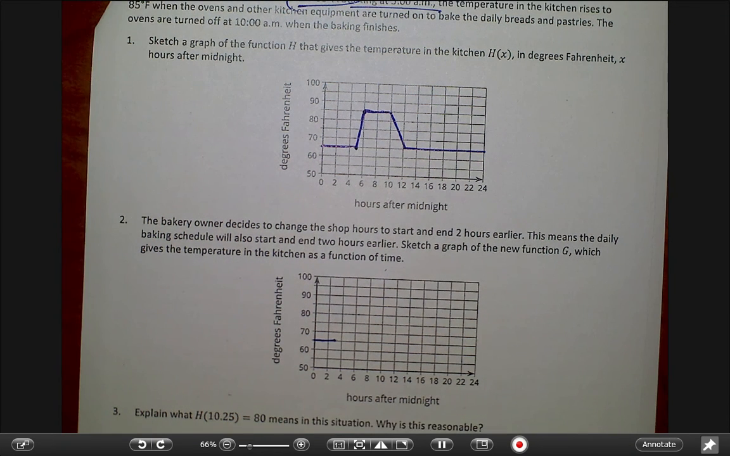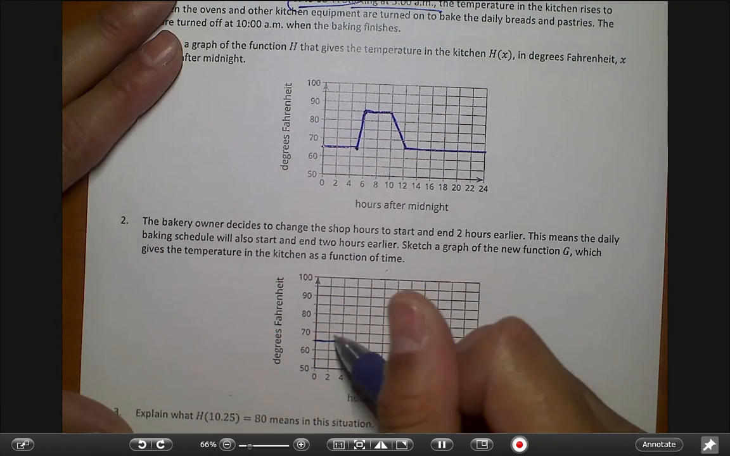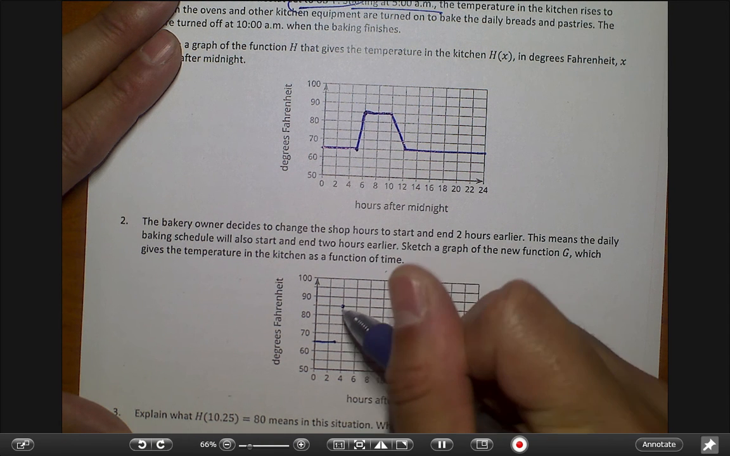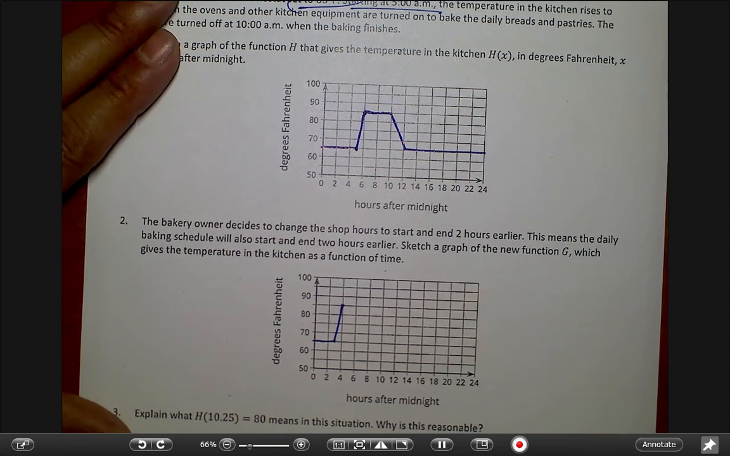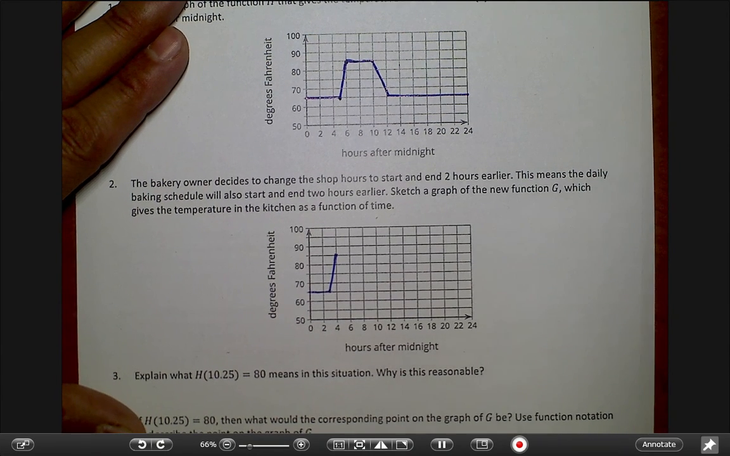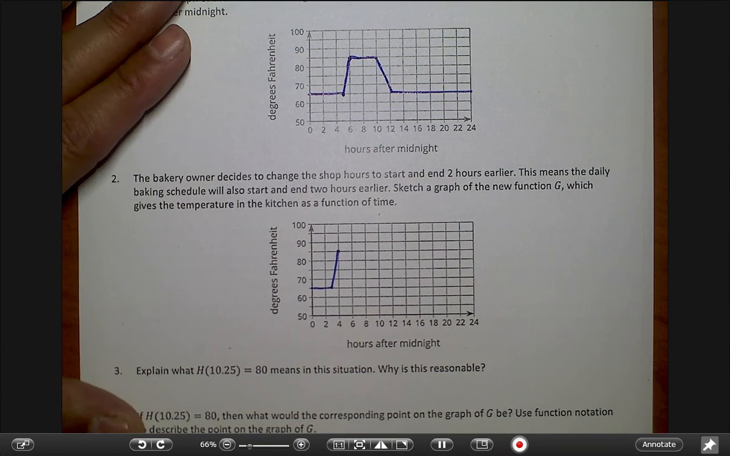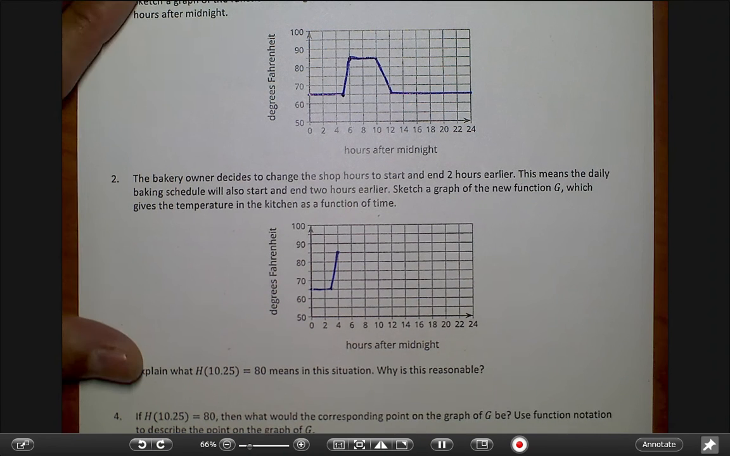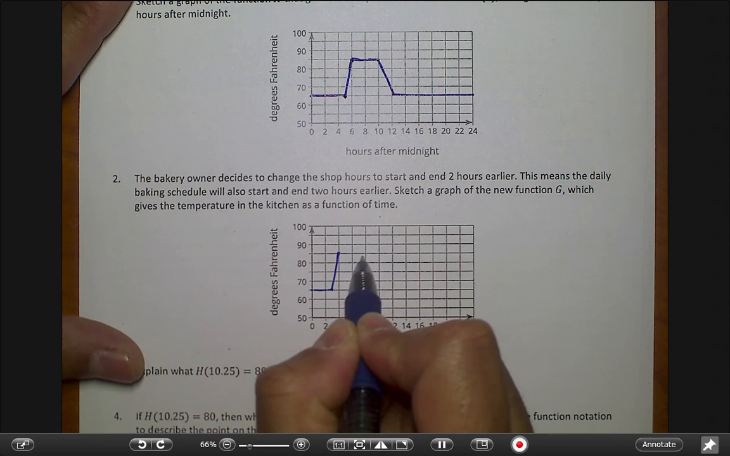Okay. And after that, it should go up to what temperature? 85. It's going to go up to 85. And how long did it take us to get there last time? An hour. So at 4, it's going up to 85, right? Okay. How long is it going to stay at 85? Till what time? Not 10. 8. Because we're shifting everything, right? So he's starting 2 hours earlier, and then we're closing 2 hours earlier. So all the way till 8.